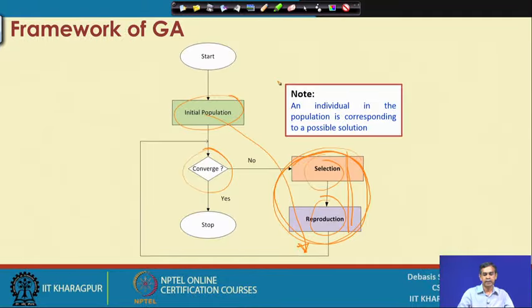Okay, fine. This is the basic framework of the genetic algorithm, and based on this basic framework many other frameworks have also been proposed. All these things we will discuss in the next class.